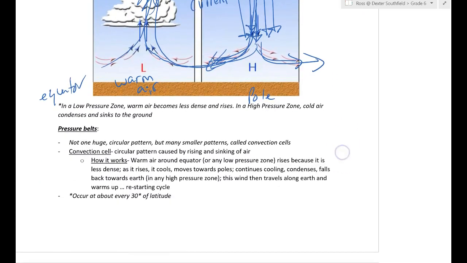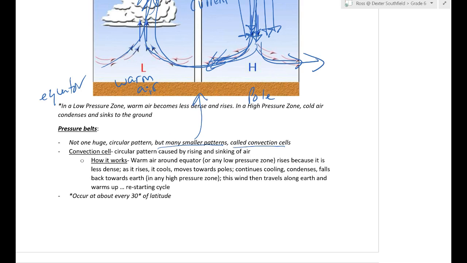So pressure belts, there's not one huge circular pattern, but many smaller patterns called convection cells or convection currents. So that's what we drew just up above, right up here. So how it works, warm air around the equator or any low pressure zone rises because it is less dense. As it rises, it cools and moves towards the poles. Continues cooling, condenses, and falls back towards Earth. This wind then travels along the Earth and warms up, restarting the cycle.